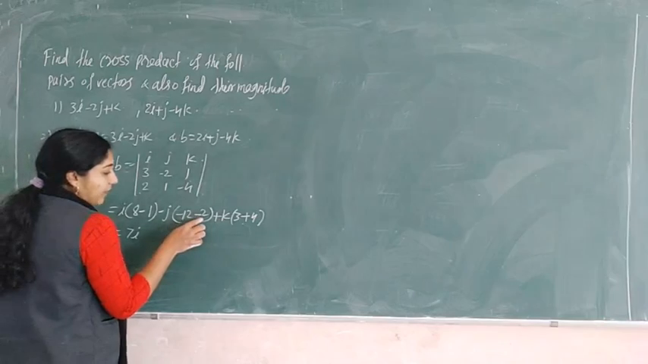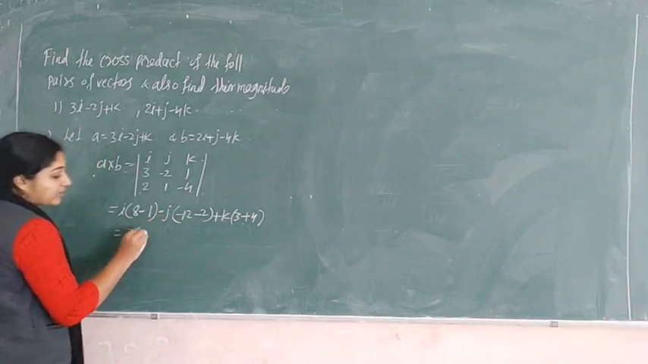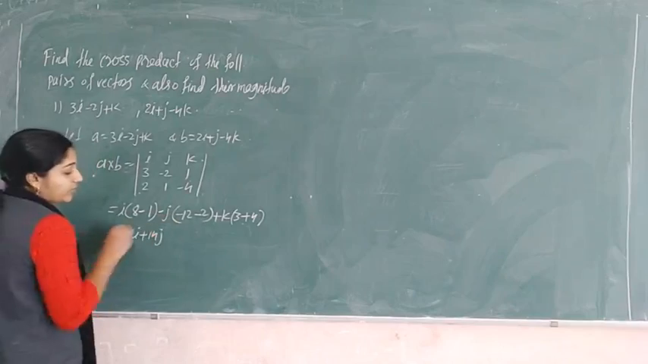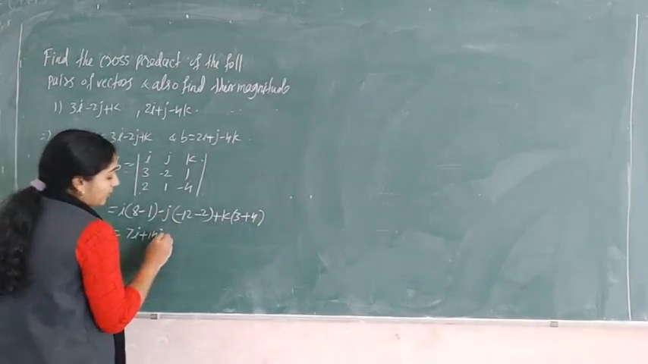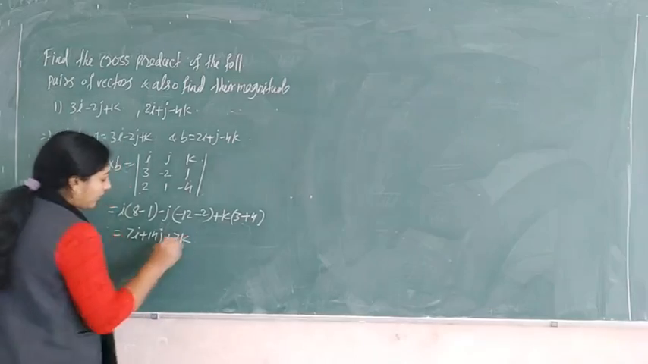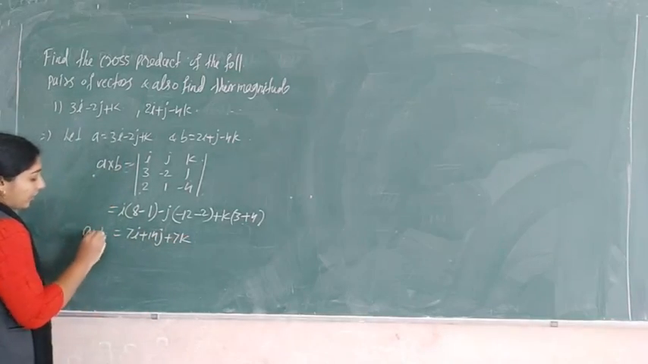Minus 12 minus 2 is minus 14. But minus into minus, this is plus 14J. Plus 3 plus 4 is 7. So we will get 7K. So this is our A cross B.